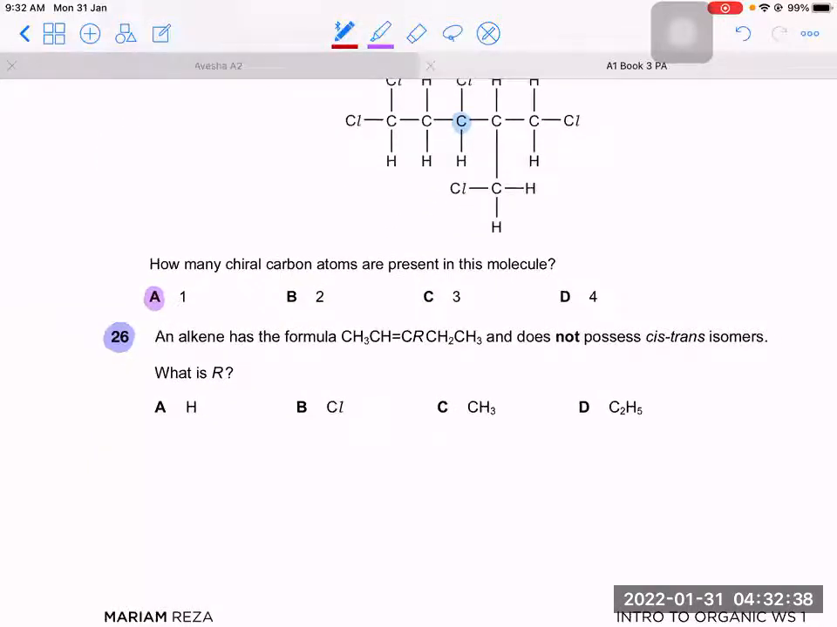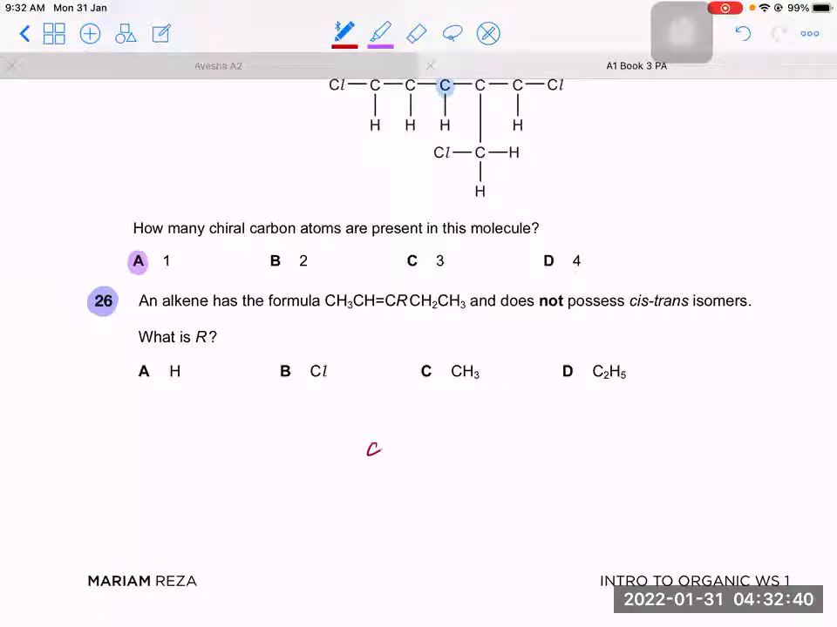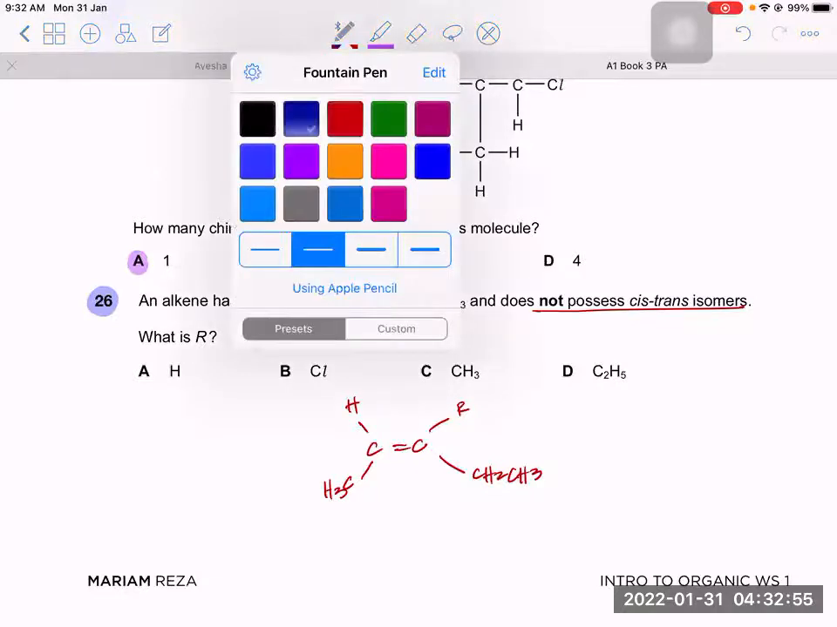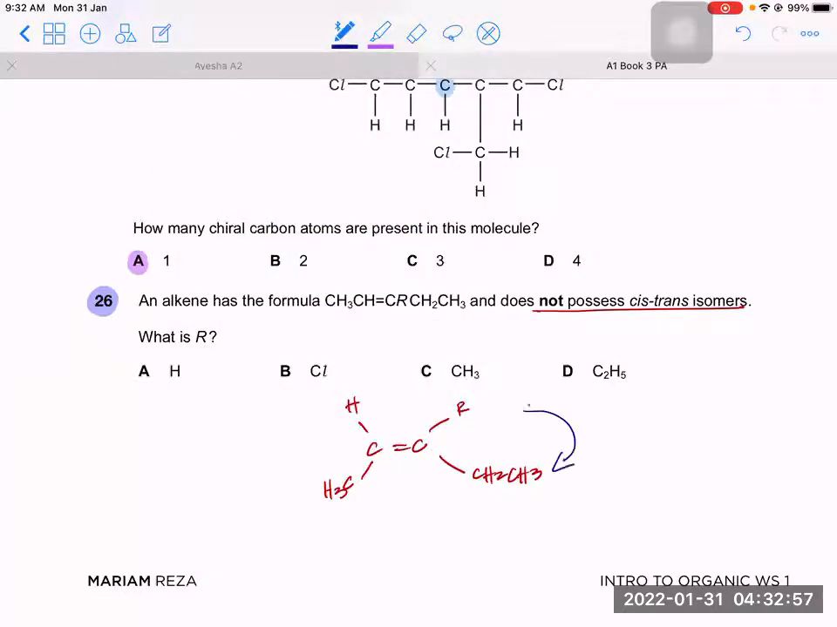The alkene has a formula CH3CH. All right. So it's a C double bond C with an H, a CH3, an R, and a CH2CH3, and does not possess cis-trans. What is R? So when will it not possess cis-trans? If these two are the same. So what should R be? R should be C2H5 as well. That is D. Is this clear?